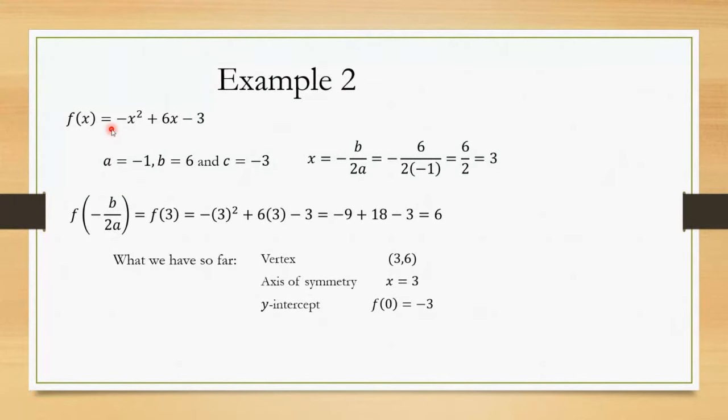So here we have minus x squared plus 6 times x minus 3. As you can see, we have that. And now right away you can see what A, B, and C are. Right? We have A is negative 1. We have B is 6. We have C is minus 3. So we're getting A, B, and C, right?